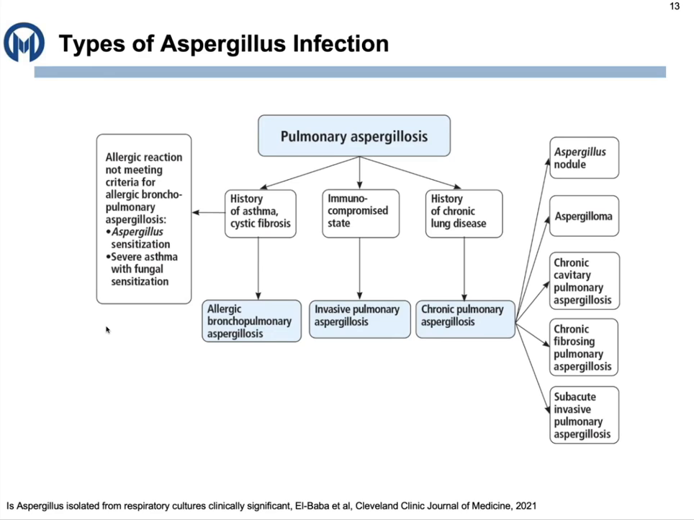This is just another one, different, from the Cleveland Clinic Journal of Medicine, how they divided pulmonary aspergillosis. If you have a history of asthma like myself, you could have allergic bronchopulmonary aspergillosis, which usually, again, doesn't come to us. That should go to allergy and immunology. It's never good. Immunocompromised, this is our traditional patient population, invasive pulmonary aspergillosis, history of chronic lung disease with the chronic pulmonary aspergillosis. These are the ones that are a little bit trickier.